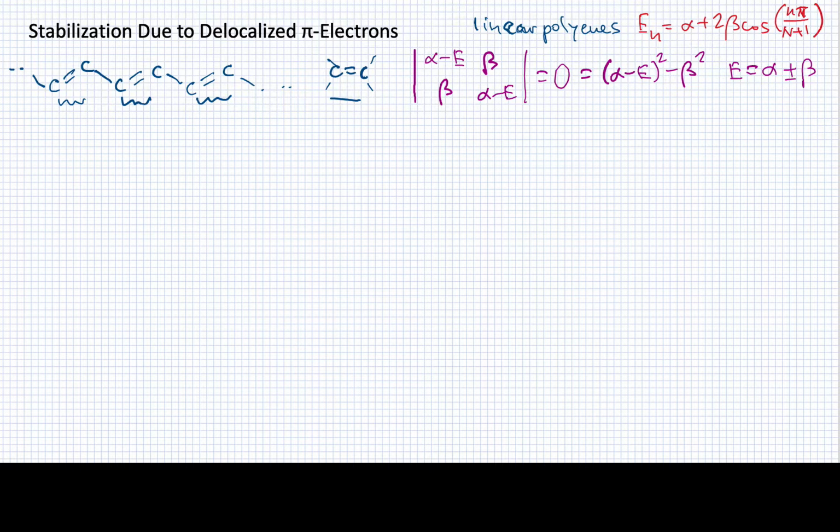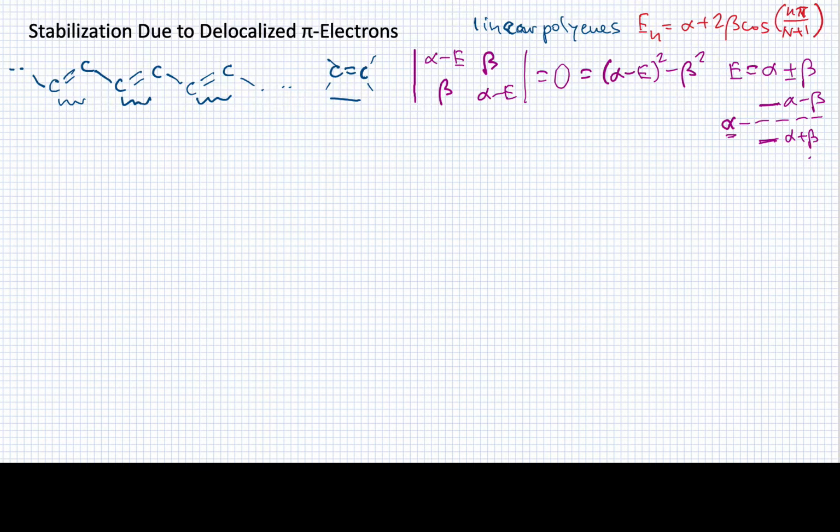Now, I will make a point that, in fact, we have 2 energy levels here. One is alpha plus beta, which is the lower one, and it's the lower one because beta is a negative number. But you'll notice that they are equally spaced about energy equal to alpha. One energy level is higher, one is lower. Energy of alpha is the energy of a p orbital that is not participating in bonding at all. So in some sense, this represents a center of gravity for these molecular orbitals that are being formed.